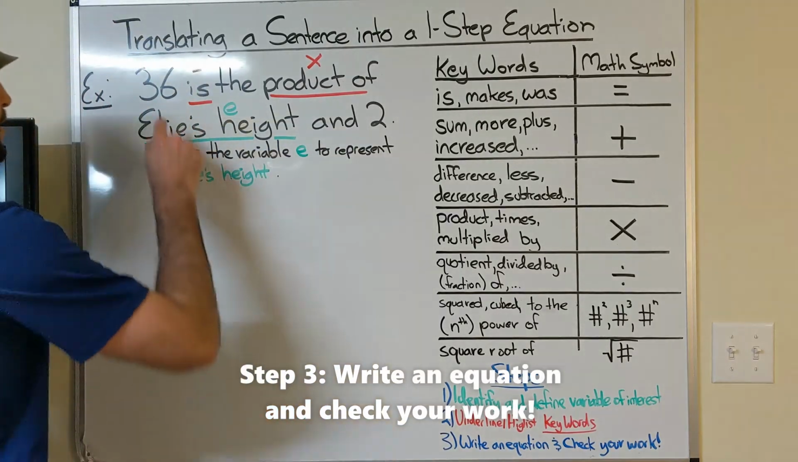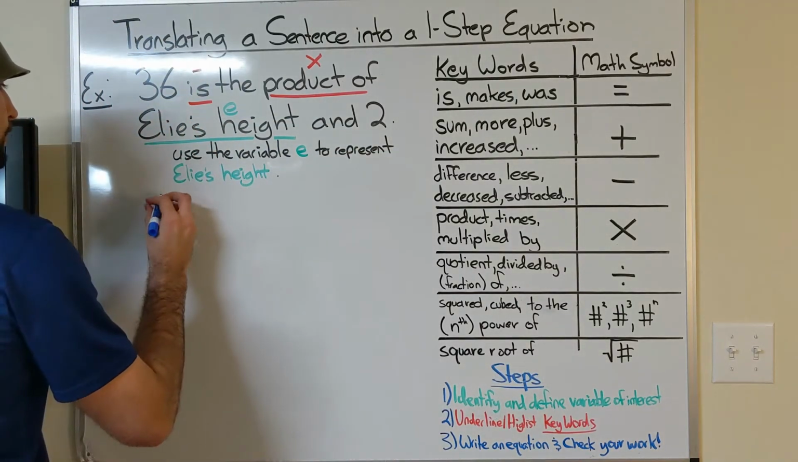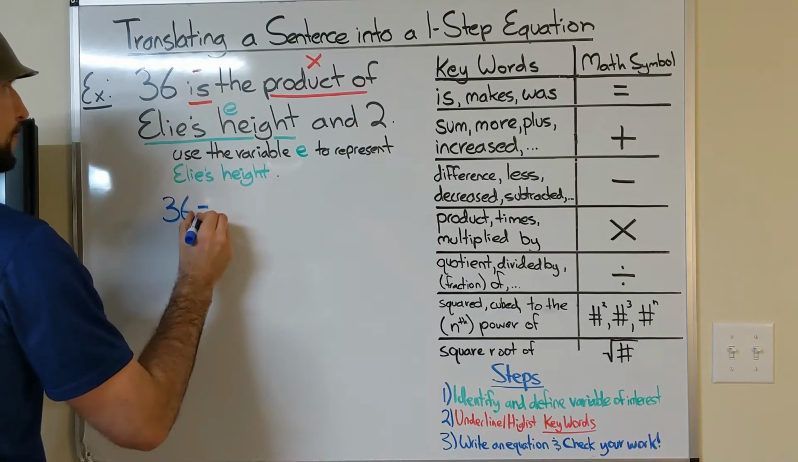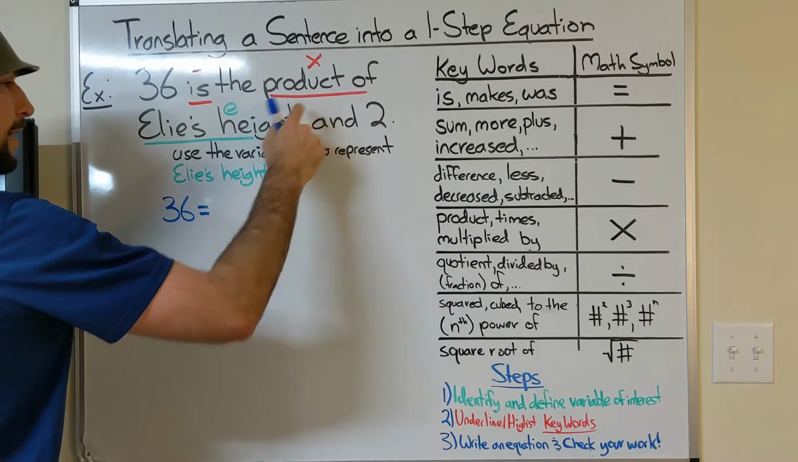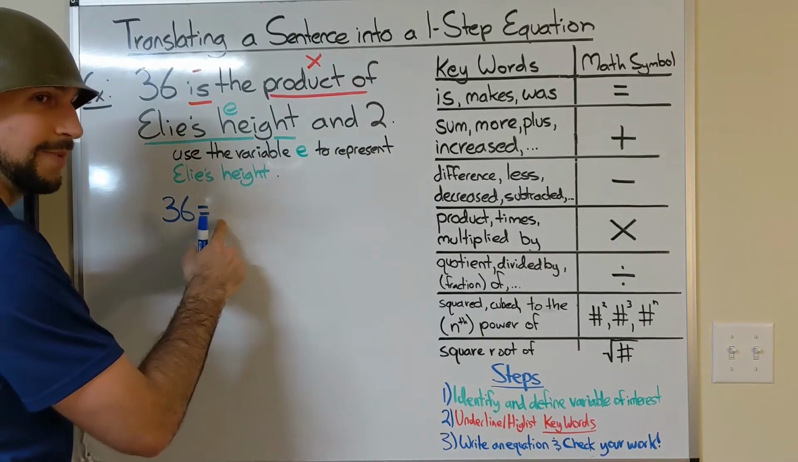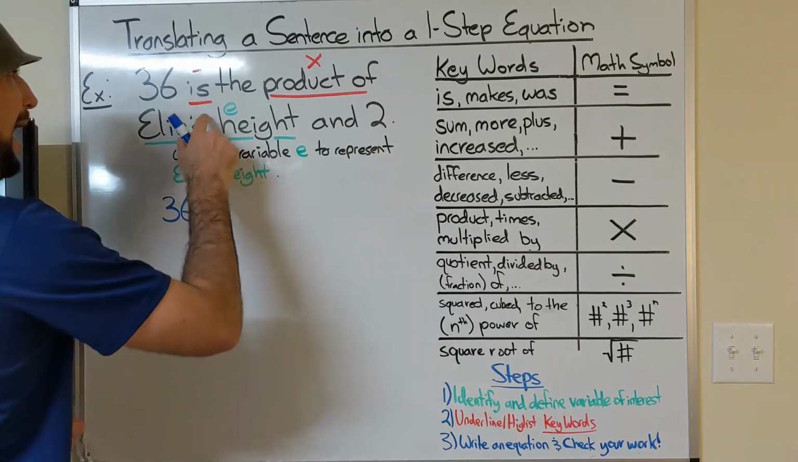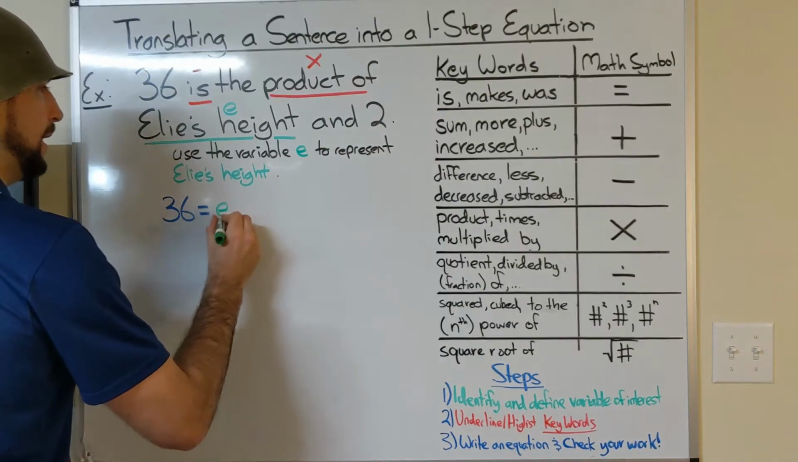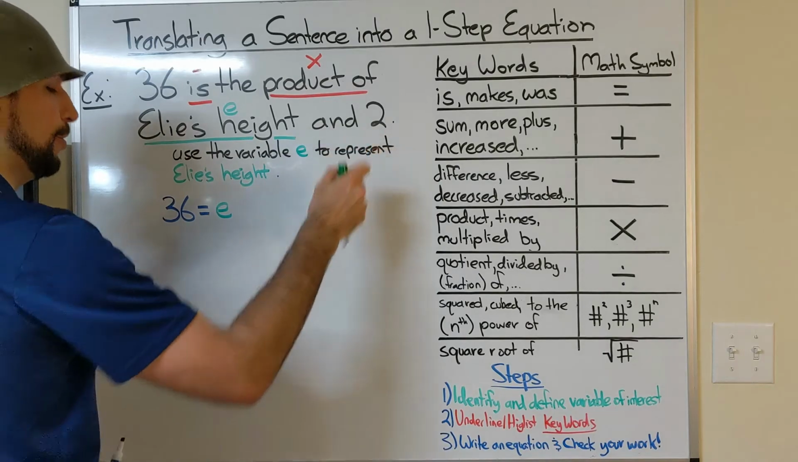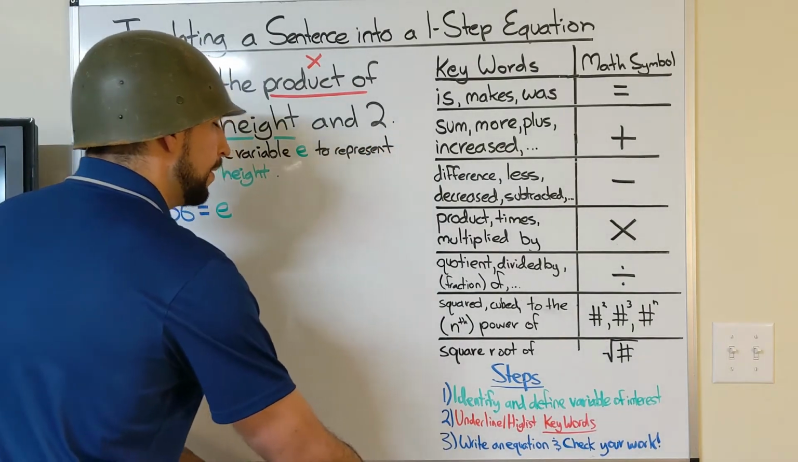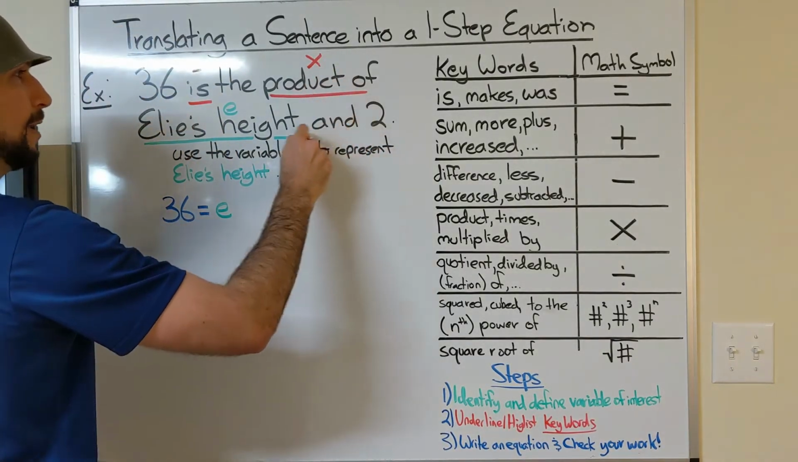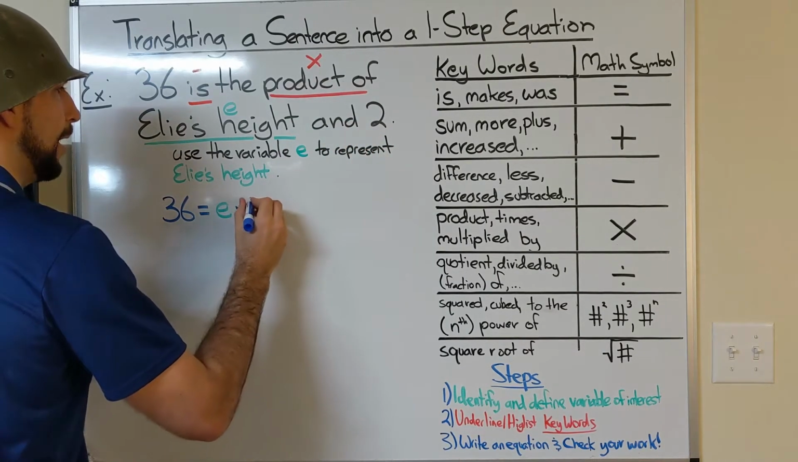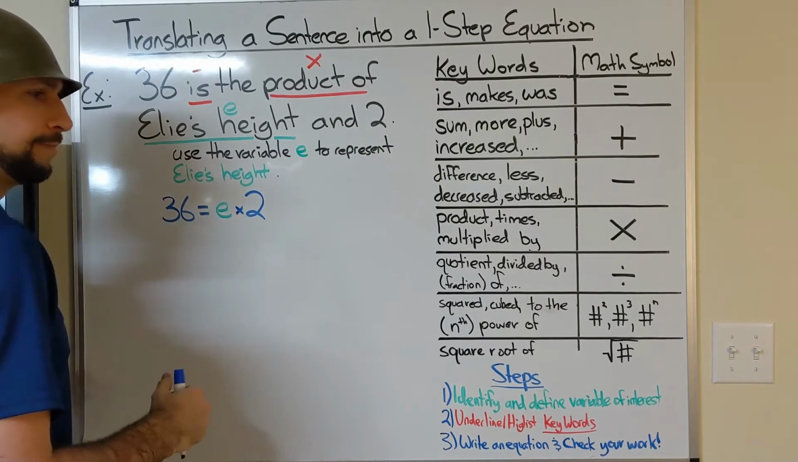So we start with 36. 36 is equal to the product of, now we're not going to write a multiplication symbol here because we need to multiply two different things, Ellie's height, e, and 2. And what 2? The product of e and 2. So e gets multiplied by 2.